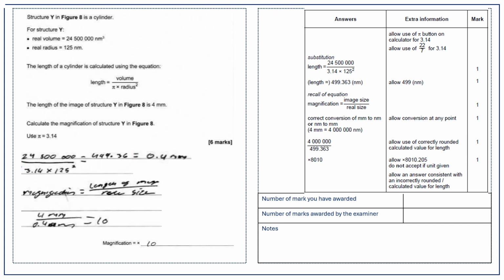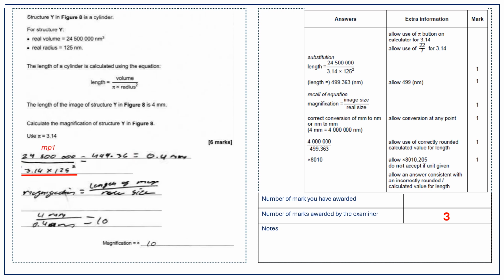This question is a 6-mark magnification calculation. Underline in red parts of the student's answer that you feel are worth a mark, and decide how many marks you would have awarded. Unpause the video when you are ready to move on. This answer was awarded 3 marks in the summer by the AQA examiner.